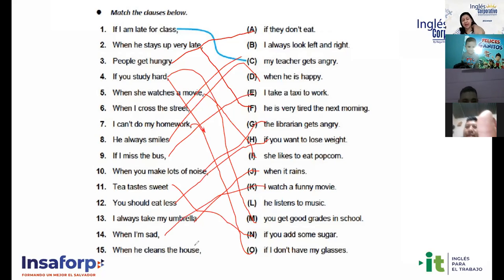When he cleans the house. When it's raining, he listens to music. Okay, nice. Very good. You see? Easy, right? Easy peasy.